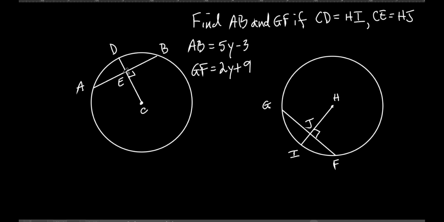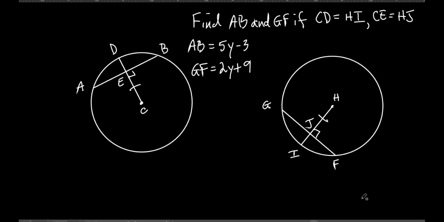So if CD is equal to HI, they're congruent circles, right? And then it also says that CE, this little bit right there, equals HJ. We just went over that, didn't we? So if the distance from C to E is the same as the distance from H to J, what is true about those two chords? What's true about AB and GF? They're congruent to each other. They're equal to each other, all right?